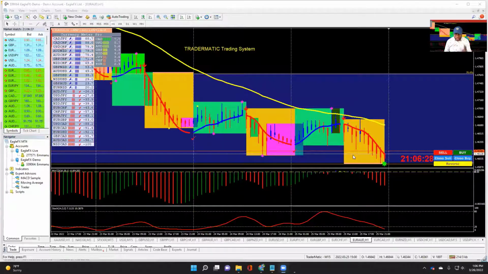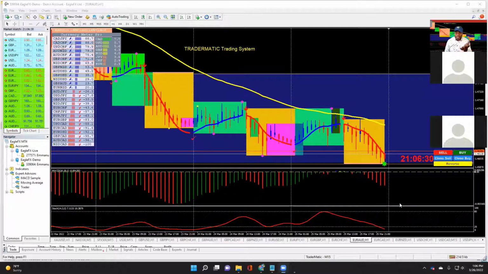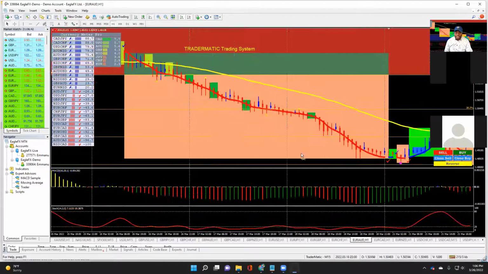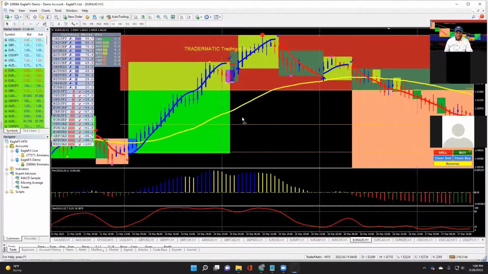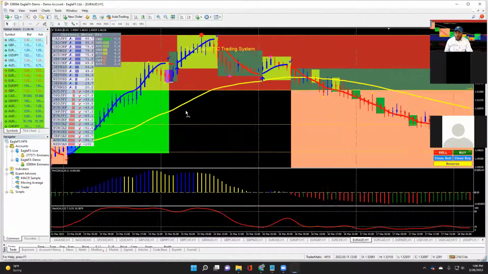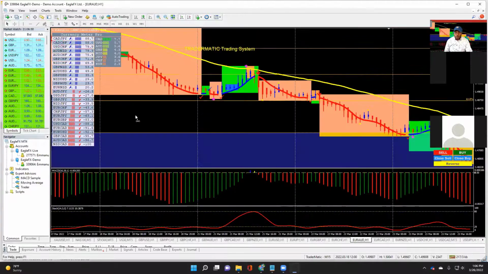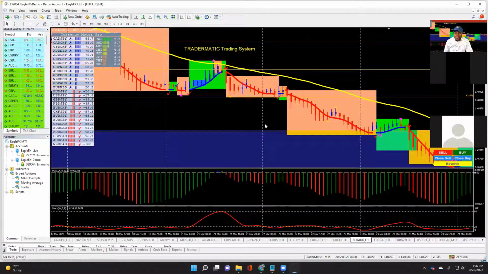It's a trend trading system in the sense that it helps you to detect the trend. And once you discover the trend, you just ride the trend. Imagine if you are trading like this and you are able to pick this kind of a trend and you ride it. Or imagine if you are able to pick this kind of trend and ride it. So that is what Tradermatic is all about.